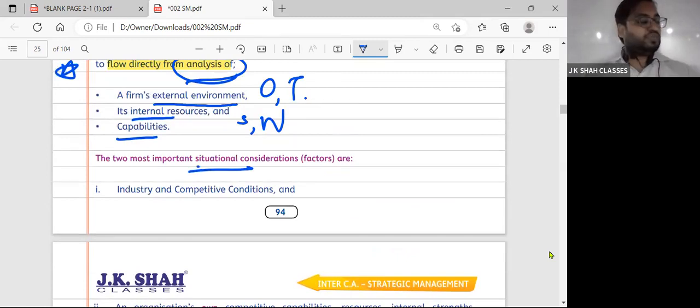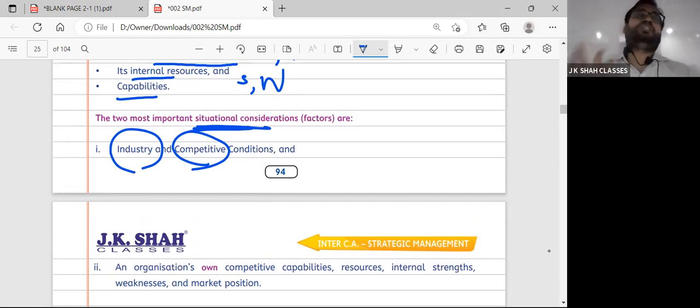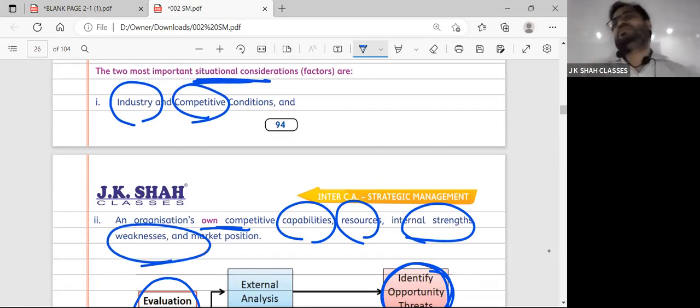What is the situational consideration you need to think about? You need to think about the industry and the competition. What is industry? What is competition analysis? You understand a little bit of competitive landscape. But what is industry? We will study concept number 4. Okay. Own competitive capability, resources, strengths, and weakness. This is something which you know. This will result into opportunity, threat, and here we know that this is strengths and weakness.